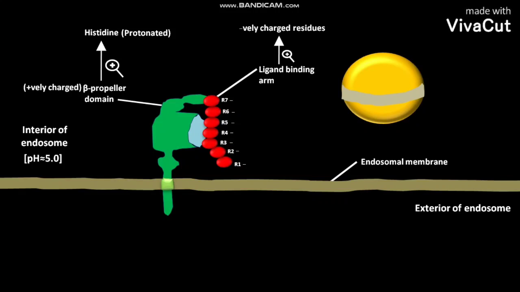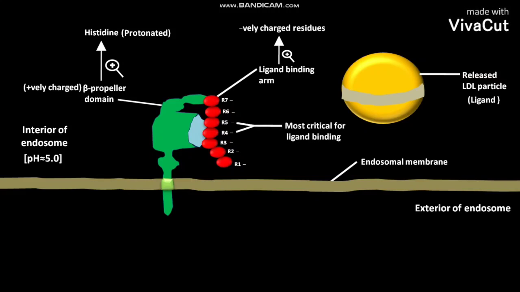The negative charges on the ligand binding arm cause the release of LDL particle from it. This is the released LDL particle. This released LDL particle is considered as the ligand. The R4 and R5 of ligand binding arm are most critical for ligand binding.